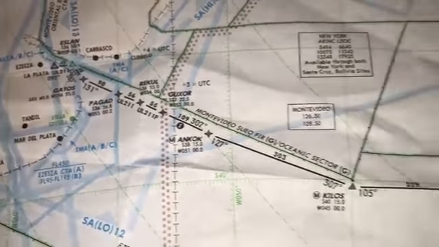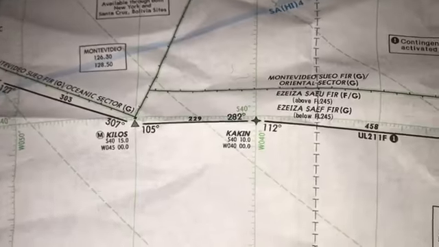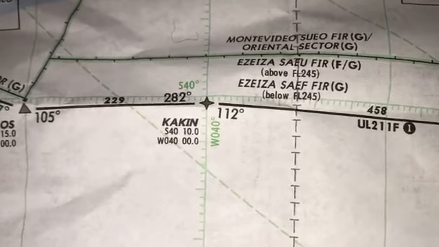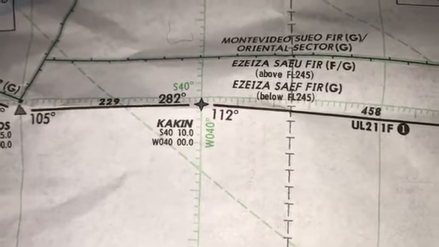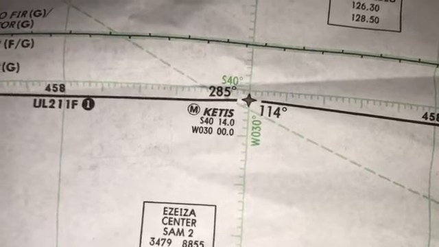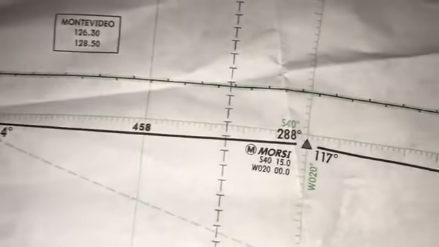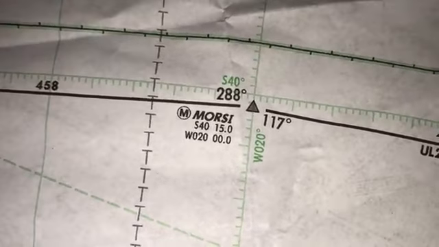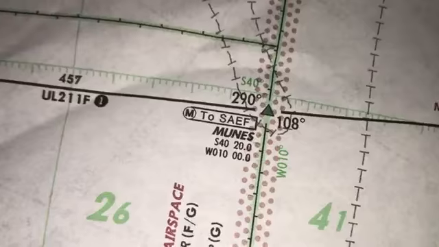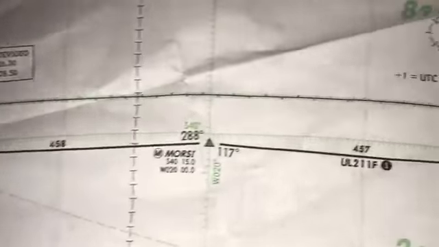Now you can see very clearly on this map that a large portion of the route is tracking just south of 40 south latitude. There's position Kaken. It's south 40 degrees 10 minutes. It then tracks across to Ketis, which is south 40 degrees 14 minutes, and then it tracks across to Morsi, south 40 degrees 15 minutes, and across to Munes, which is south 40 degrees 20 minutes. So it's basically tracking parallel to and just south of 40 south latitude.